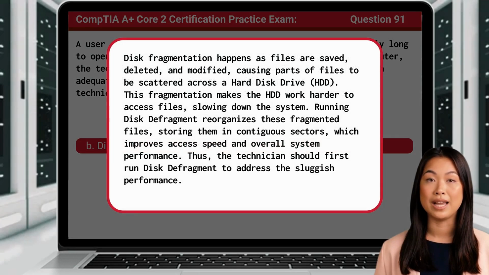Disk fragmentation happens as files are saved, deleted, and modified, causing parts of files to be scattered across a hard disk drive, or HDD. This fragmentation makes the HDD work harder to access files, slowing down the system. Running disk defragment reorganizes these fragmented files, storing them in contiguous sectors, which improves access speed and overall system performance. Thus, the technician should first run disk defragment to address the sluggish performance.